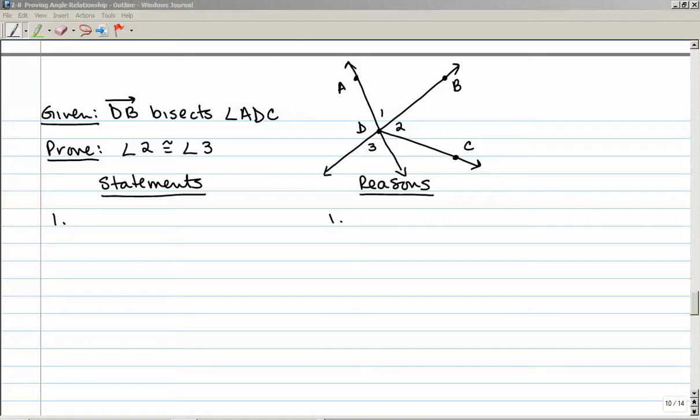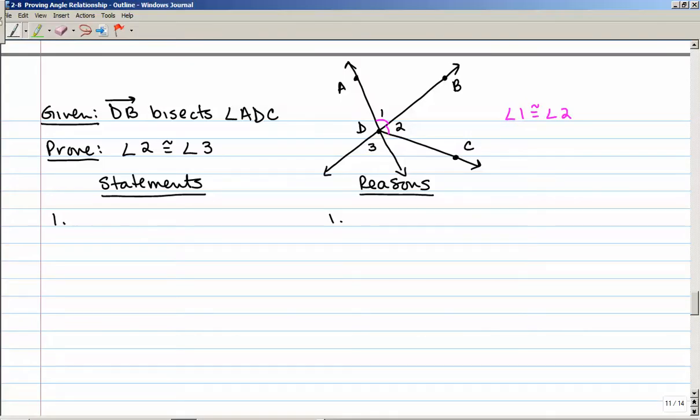So the first one, we have a diagram, and it's given that ray DB bisects angle ADC. So let's take a look at the picture. Ray DB bisects angle ADC. And if you remember what an angle bisector is, it's a ray that cuts an angle into 2 congruent pieces. So basically what that makes me think is that angle 1 is going to be congruent to angle 2. And what I have to prove is that angle 2 is congruent to angle 3.